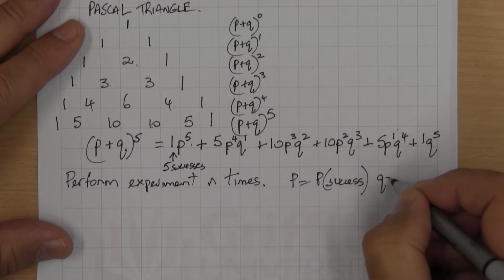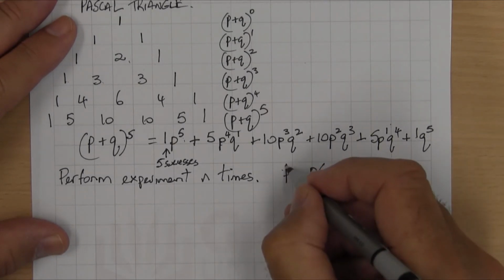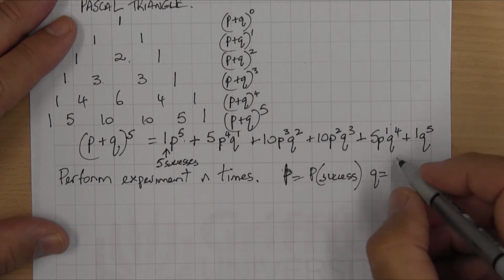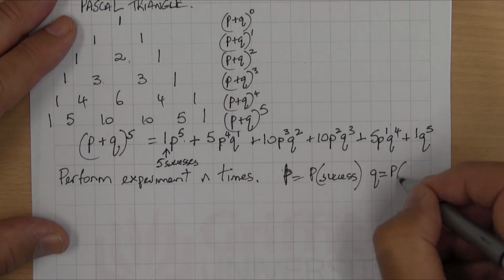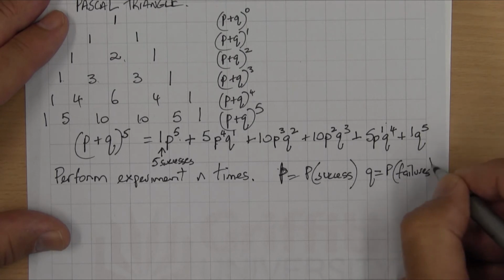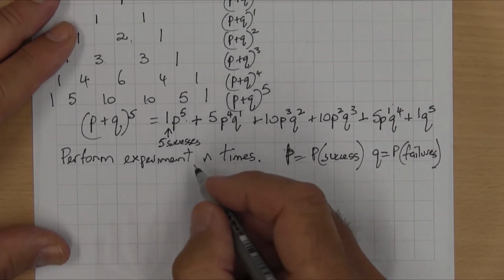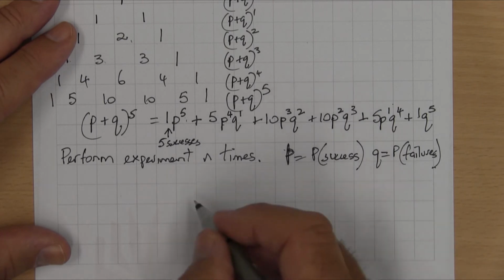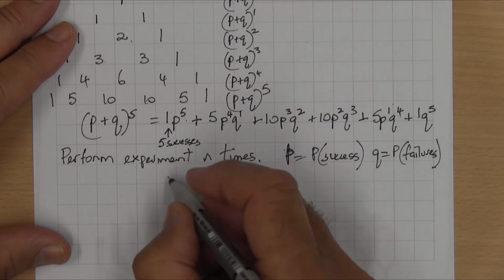And q is the probability of a failure. We use little p for success, little q for probability of a failure. What's the probability you get r successes?